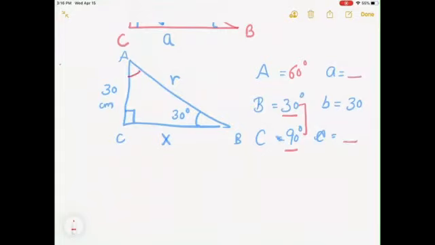This is where you need to use trig ratios. How do we use them? First you need to pick one of the angles. Make sure you use one of the acute angles. When I say acute, I'm not talking about the right angle. I'm talking about this A or B angle. So you can pick one of the angles.